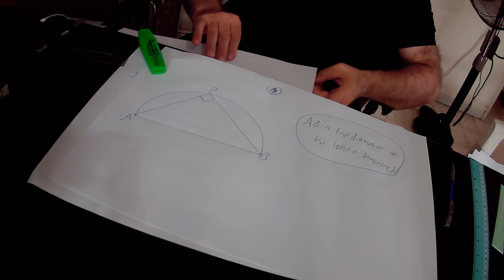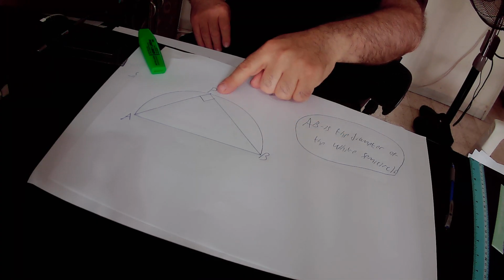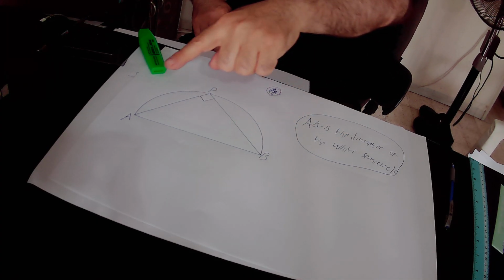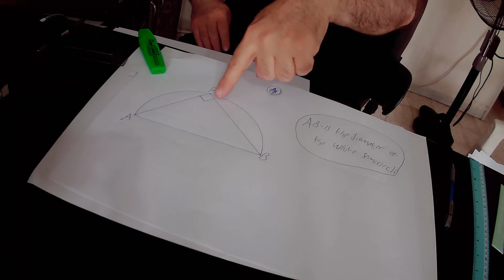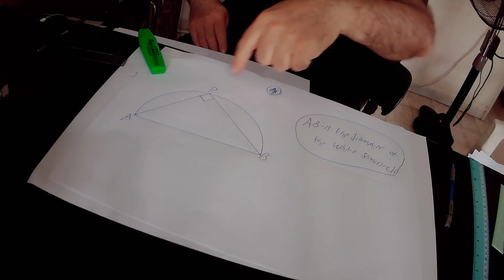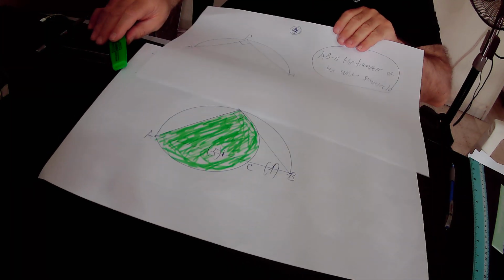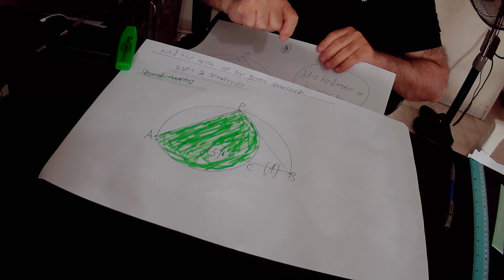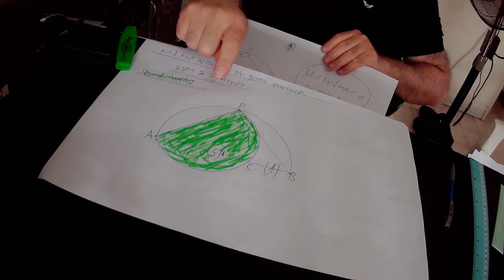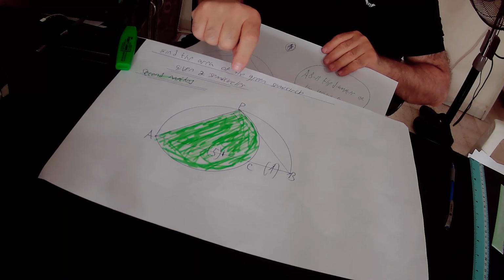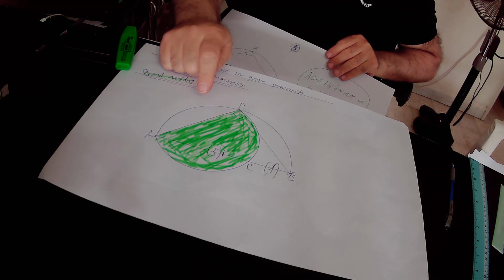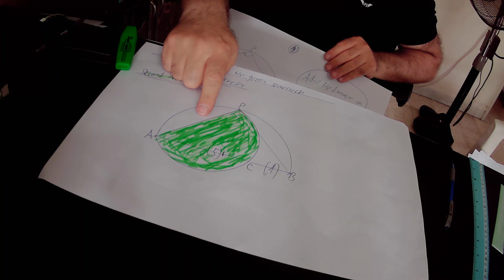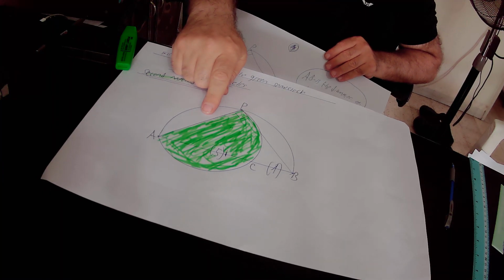So here we have line BP perpendicular to PA. Again, line BP is perpendicular to PA because this angle equals 90 degrees. But what is AP? AP is the diameter of the green semicircle. If AP is the diameter, it means that AP over 2 is the radius. So we defined the center of this green semicircle as point O. If point O is the center of the green semicircle, it means that PO is the radius of the green semicircle.